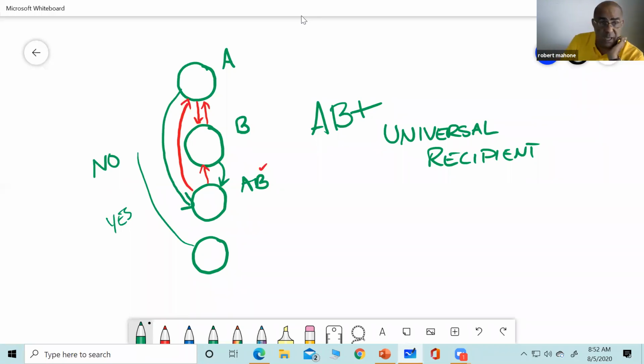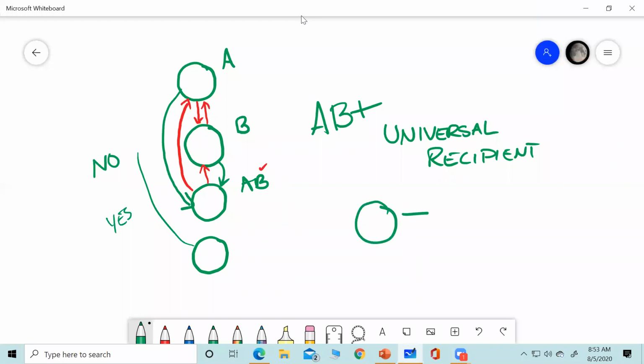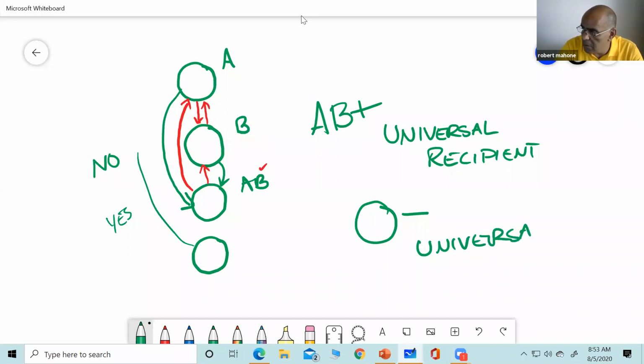Now, what blood type can donate to anybody? It has to be somebody who has no markers on their blood whatsoever. O. And who is that person? O, nothing, right? What do we call that? O negative. That person is your universal donor.